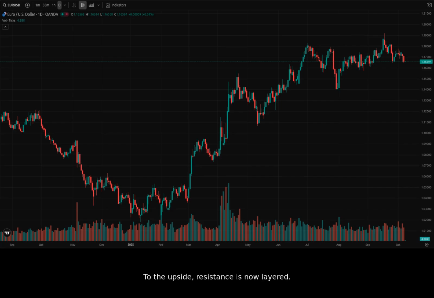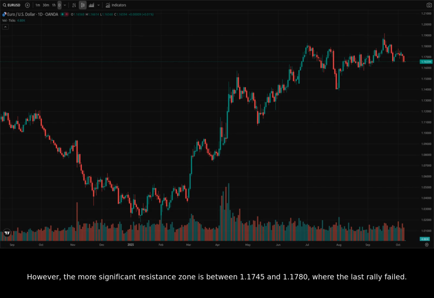To the upside, resistance is now layered. The 1.1700 to 1.1710 area is the first minor hurdle. However, the more significant resistance zone is between 1.1745 and 1.1780, where the last rally failed. Only a decisive break above 1.1800 would begin to challenge the current bearish market structure.